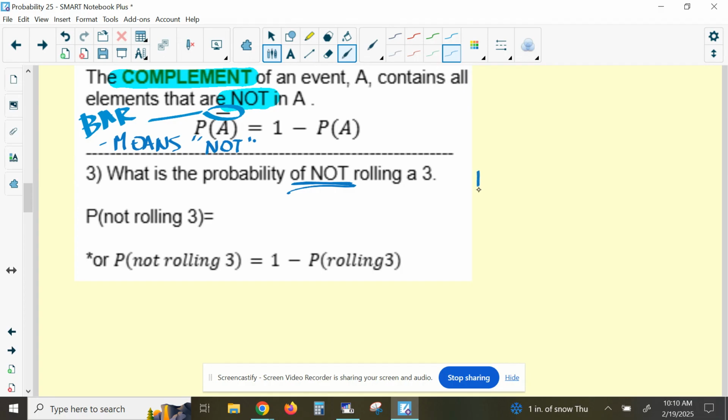I could roll a 1. What else? A 2. What else? A 4. A 5. And a 6. So there are how many things that are not 3s? 5. So the probability of not rolling a 3 is 5 out of 6.